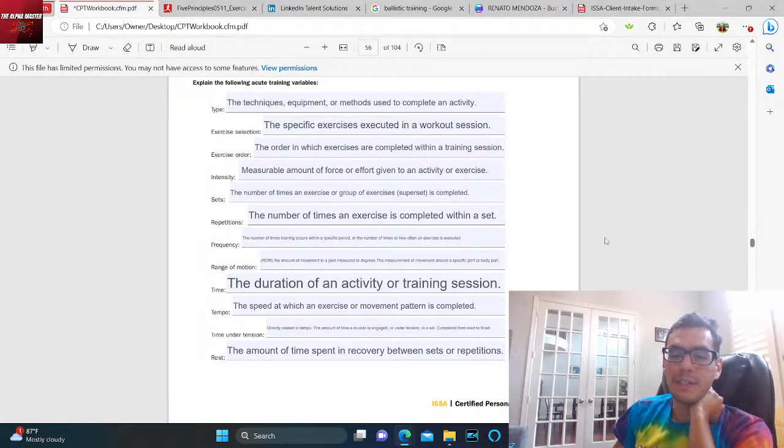The time is going to be the duration of an activity or training session. The duration of an activity or training session, that's going to be the time.